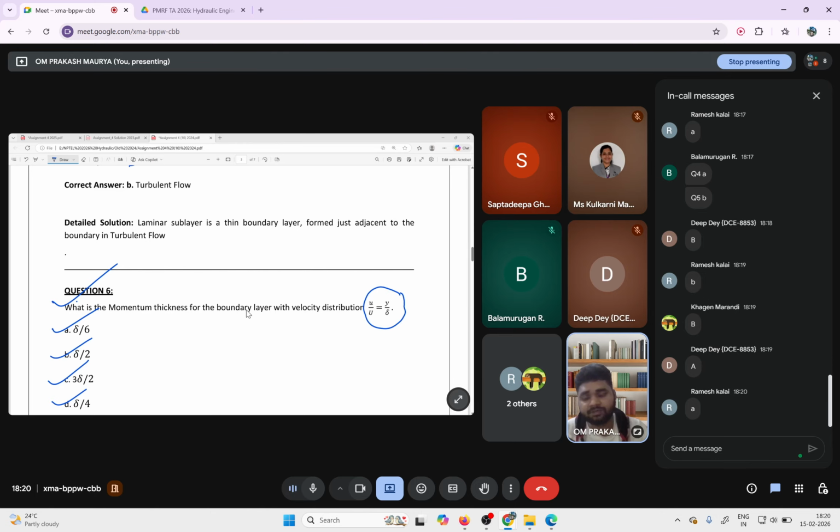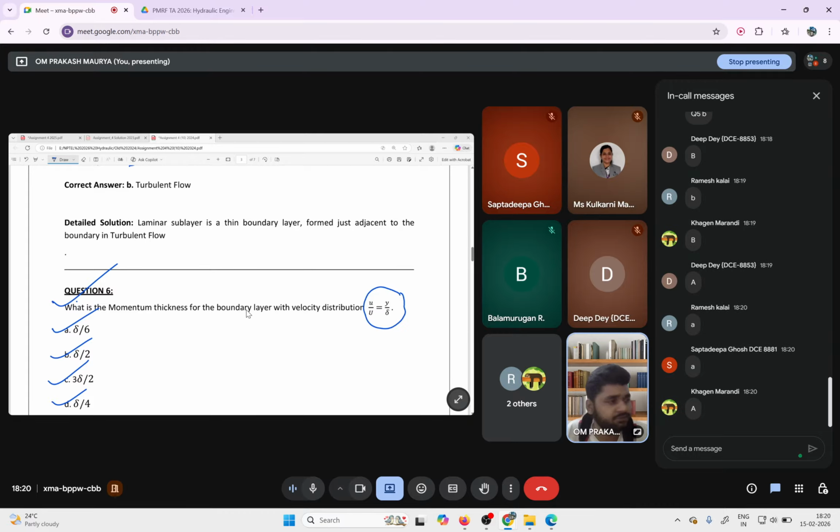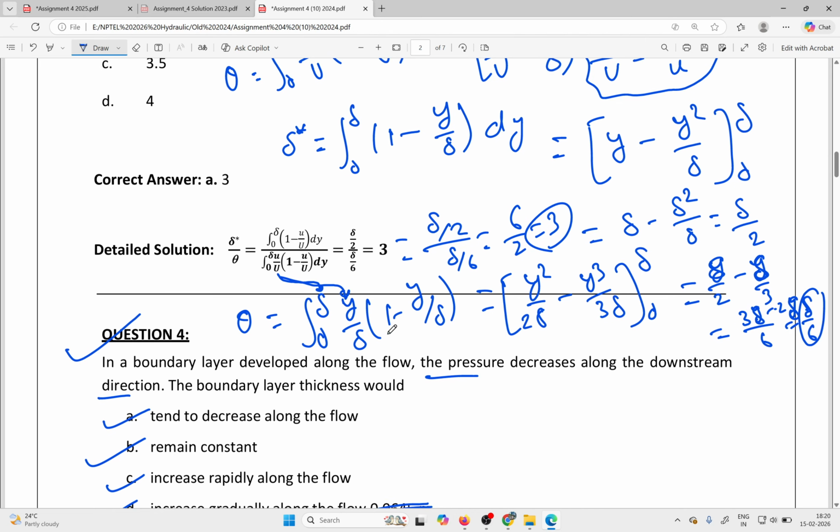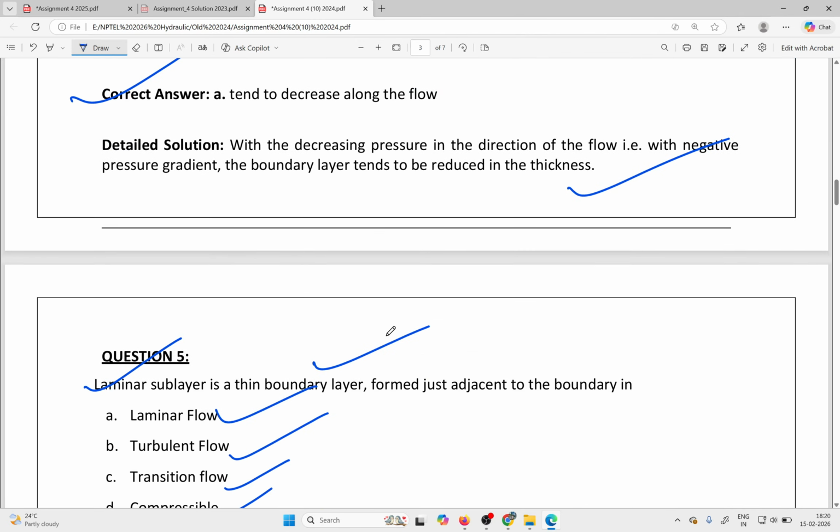Okay, Deep is telling A option because we have already solved this in the previous question. It was coming delta by 6. Ghosh is also telling A option. For this question there is no need to solve, because we have already solved it. I'll just show you here. Here you can see the momentum thickness, and the small u by capital U was y by delta. Once you calculate, you will finally get delta by 6. So definitely delta by 6 will be the correct answer.